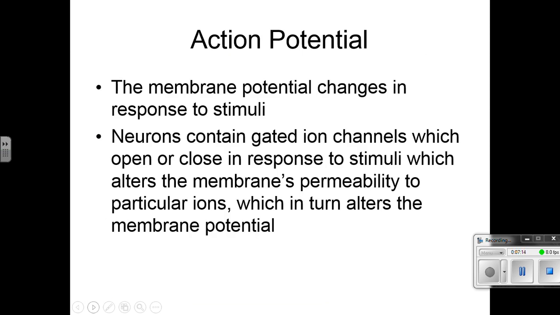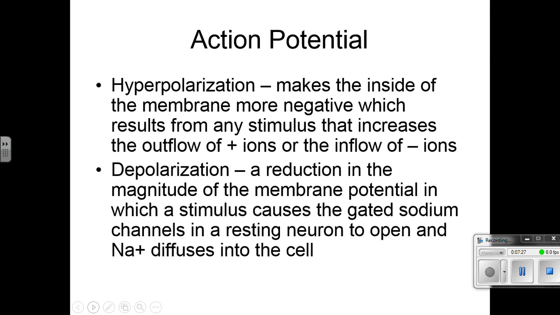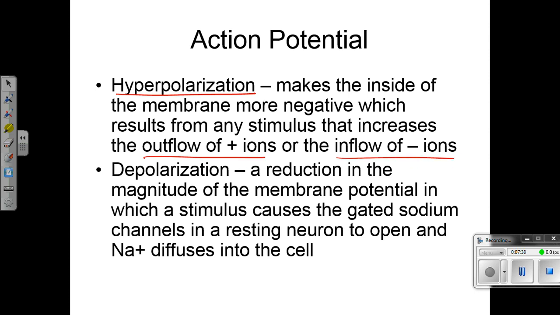The membrane potential changes in response to a stimulus. Neurons contain gated ion channels which open or close in response to stimuli, which alters the membrane's permeability to particular ions, which in turn alters the membrane potential. Hyperpolarization is where it makes the inside of the membrane more negative, which results from any stimulus that increases the outflow of positive ions or the inflow of negative ions. So this is where you really are at resting, where you have the more negative on the inside and the more positive on the outside.